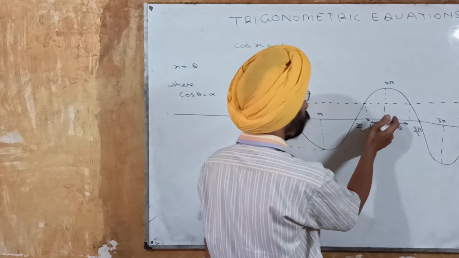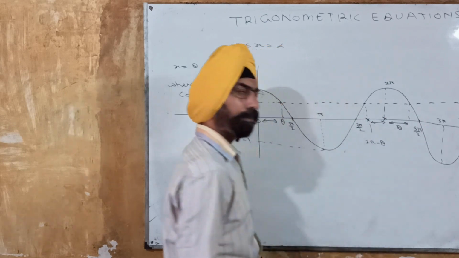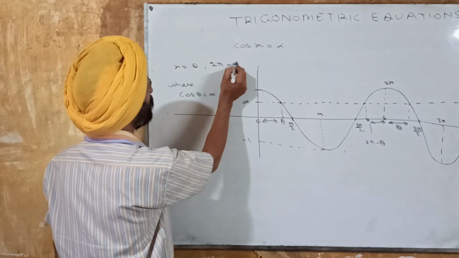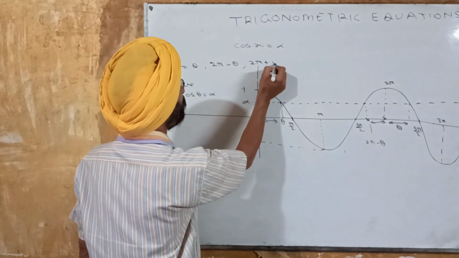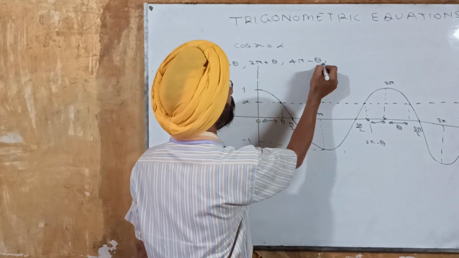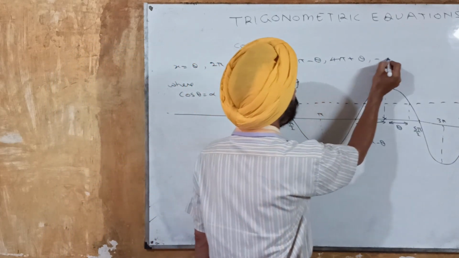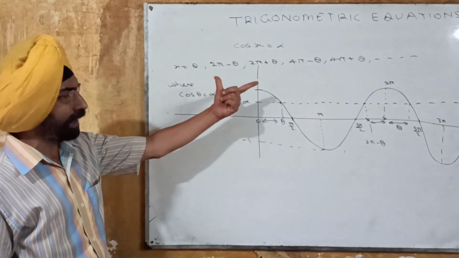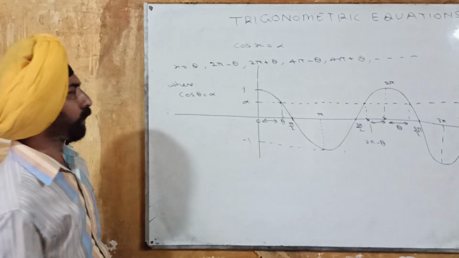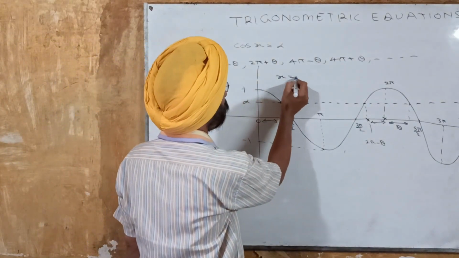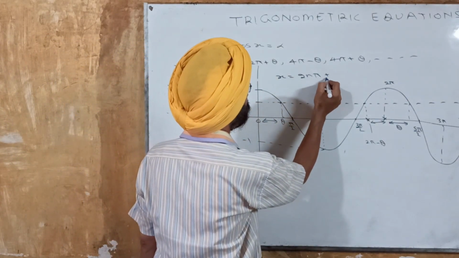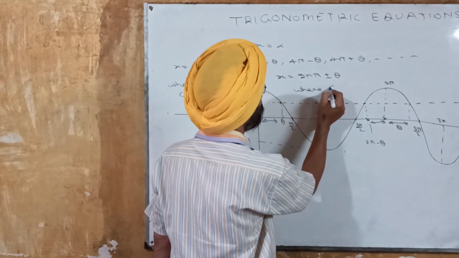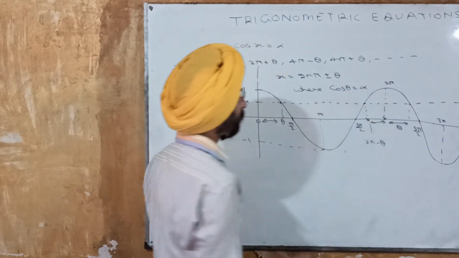So here it is 2 pi, so 2 pi minus theta is a solution, 2 pi plus theta is also a solution. So x is equal to theta, then it is 2 pi minus theta, then 2 pi plus theta, then 4 pi minus theta, then 4 pi plus theta, and so on. In this manner you will get the values of x if cos x is given to be alpha, and generalizing it, you are going to get x is equal to 2n pi plus minus theta, where cos of theta is equal to alpha.